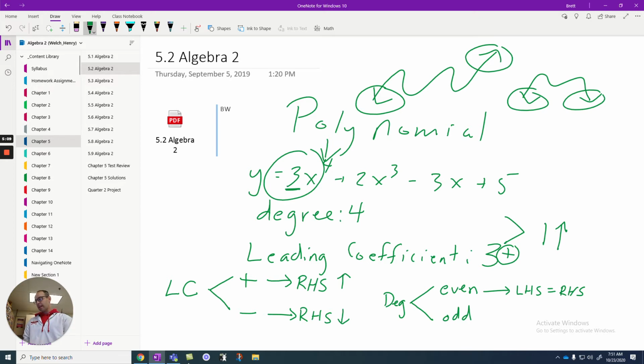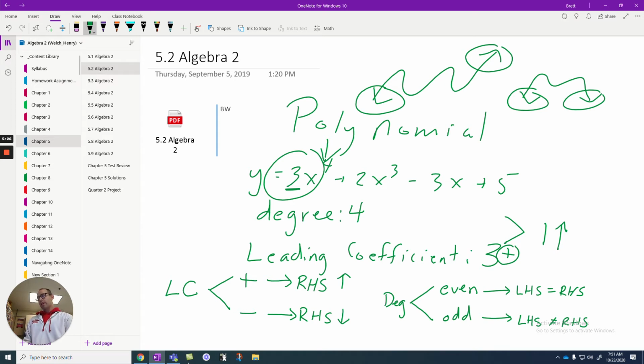Meaning that if the right side is up, the left side is up. If the right side is down, the left side is down. And if it's odd, then the left-hand side is not the same as the right-hand side. Meaning that if the right-hand side is up, the left side would be down.